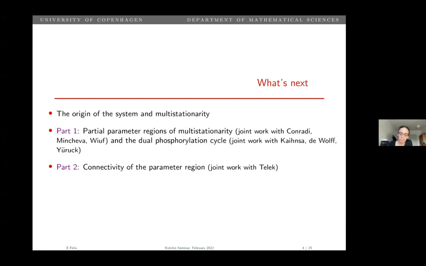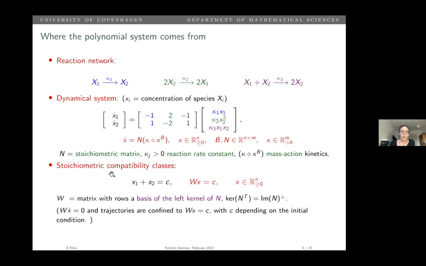Of course, if you have questions, just interrupt me. I will be happy to clarify if there is something I'm going too fast over. So where does the system come from? Here you get the summary in one slide, and I will go through it.